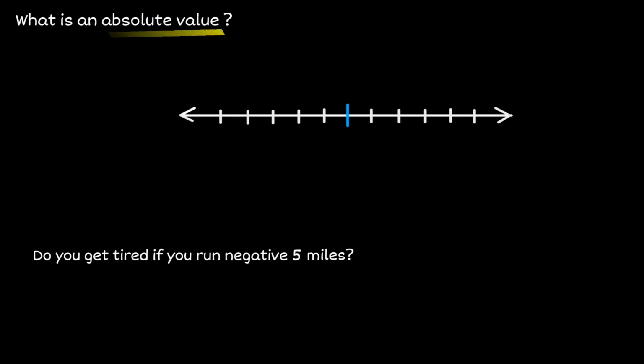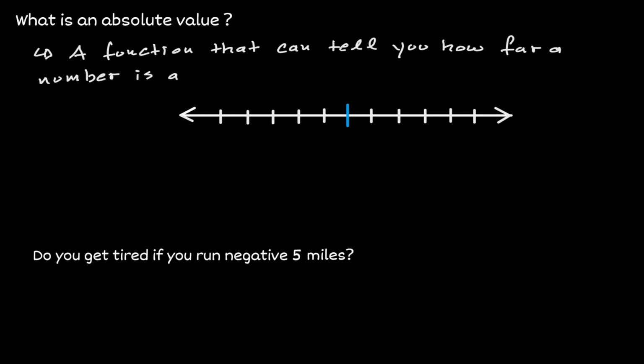We can think of absolute values as a function that can tell you how far a number is away from zero in the number line. Let's illustrate this idea with the number line below.